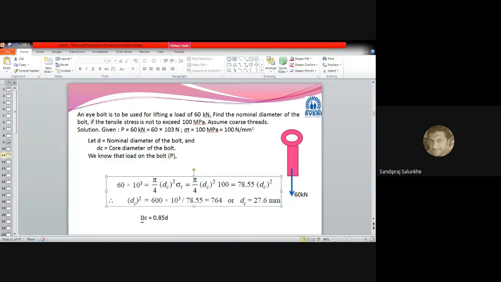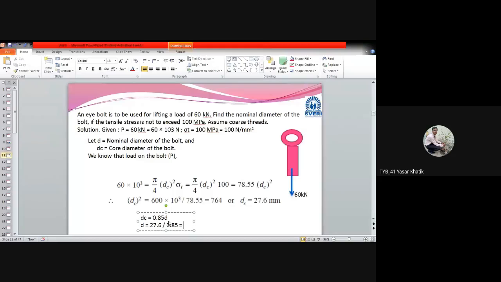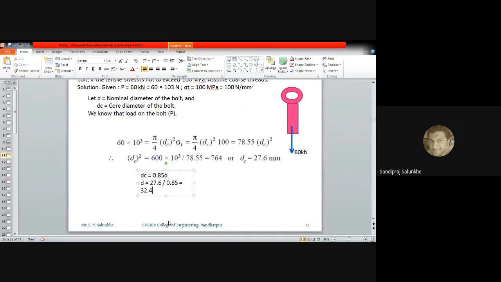And once you have calculated the core diameter, can you tell me how we calculate the major diameter? D is equal to how much will you get? D is equal to 27.6 divided by 0.85. Can you use your calculator? How much value are you getting? 32.4. So we get the major diameter as 32.4 millimeter.